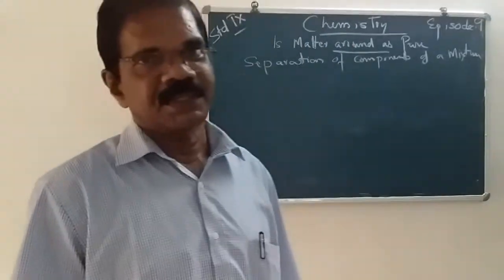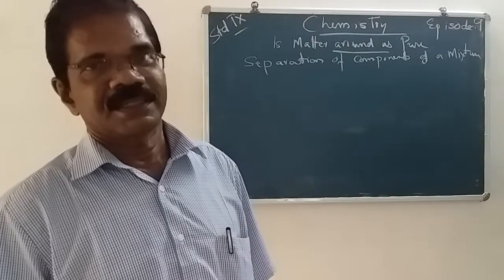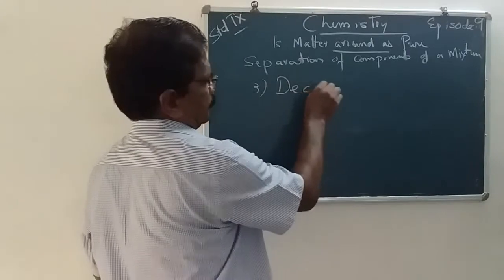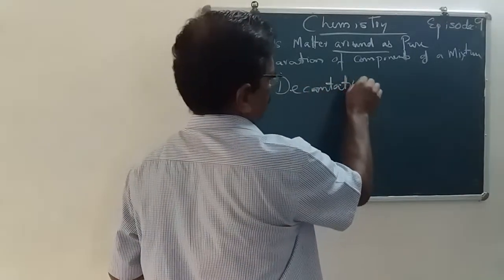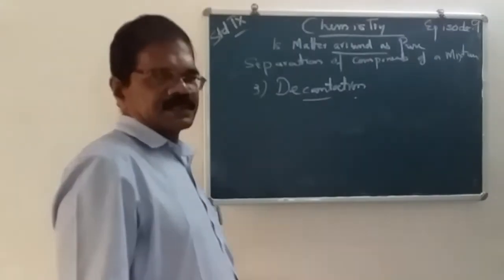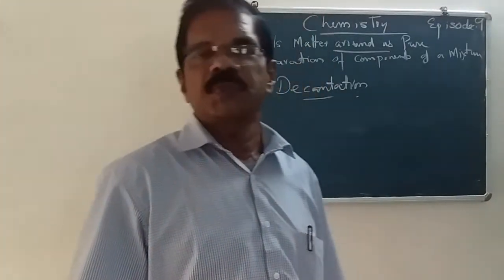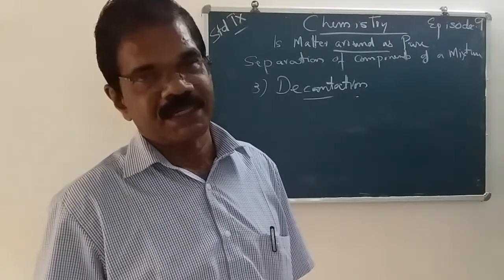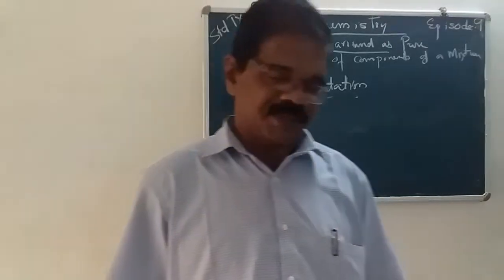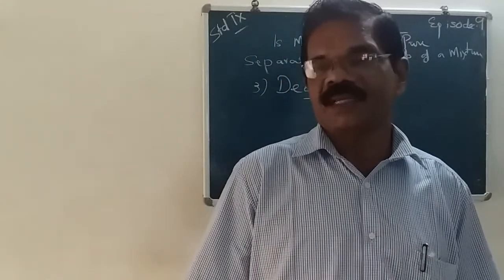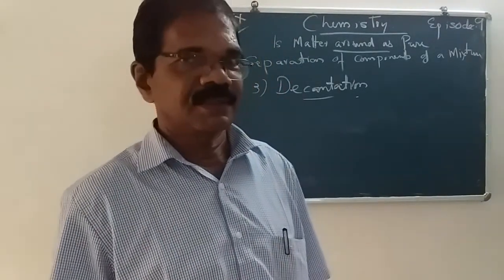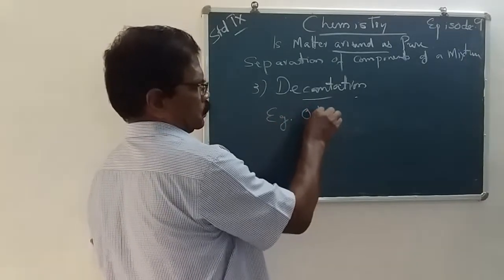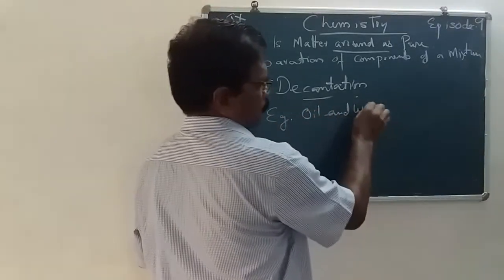Now we are discussing the next method, decantation. Decantation means separation of two immiscible liquids. Two immiscible liquids can be separated using an instrument named the separating funnel. Example: oil and water.